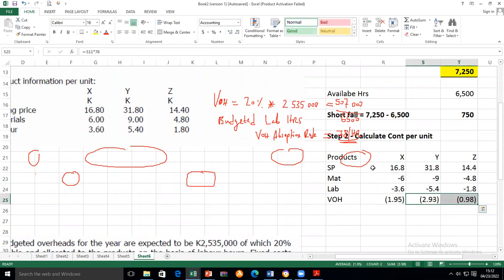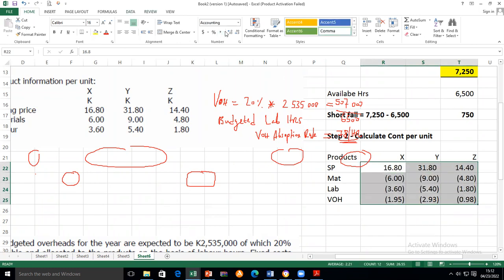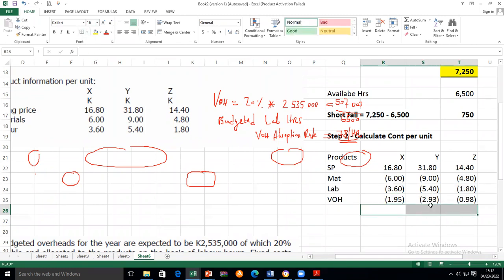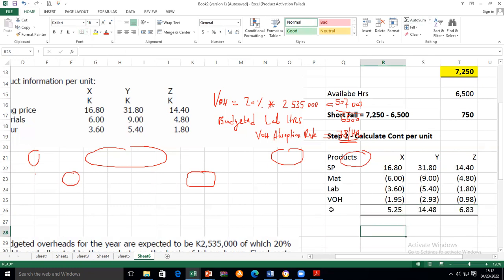So this will now enable us to calculate our contribution per unit. So that is your contribution per unit.